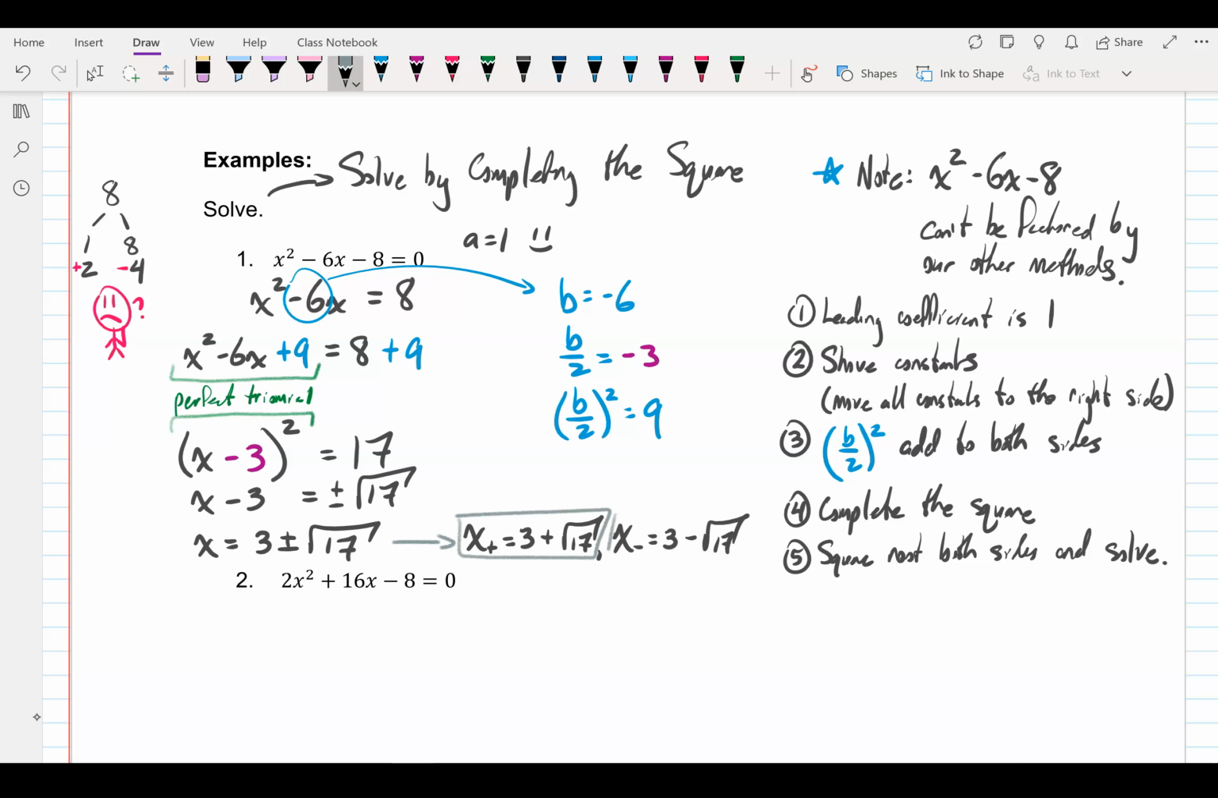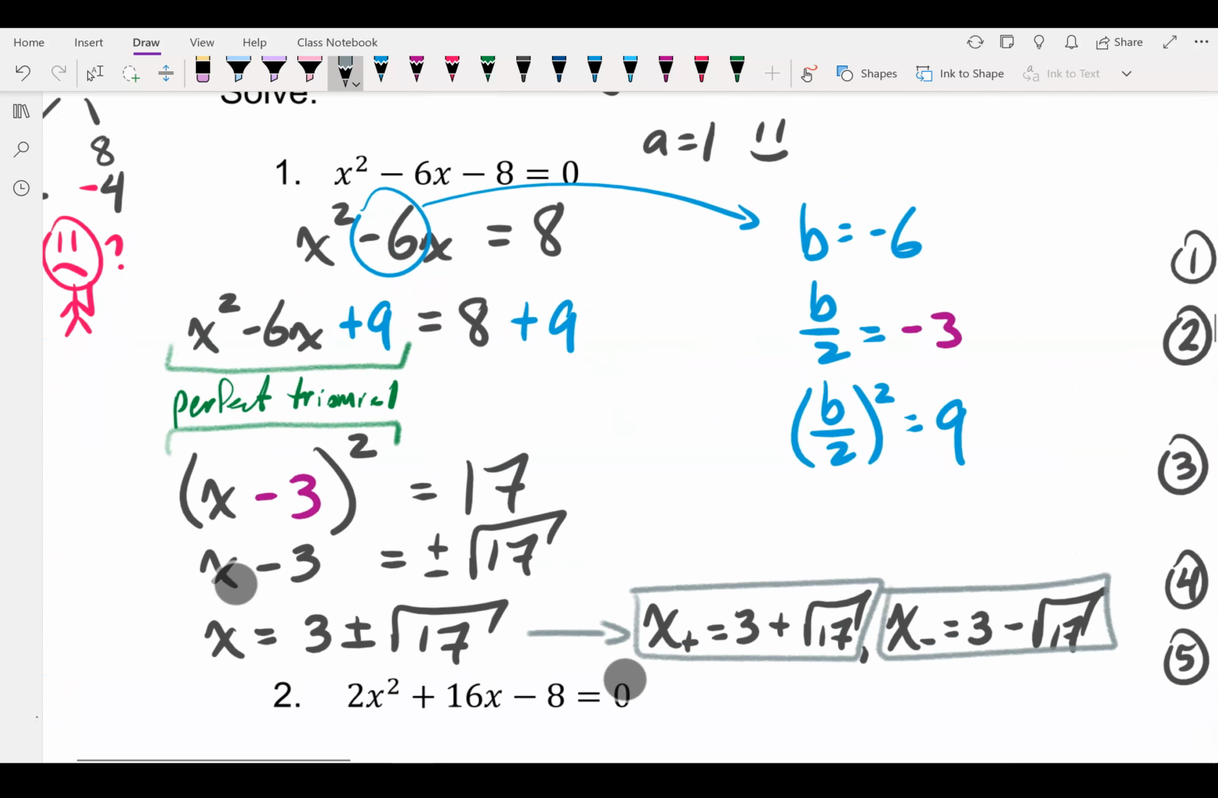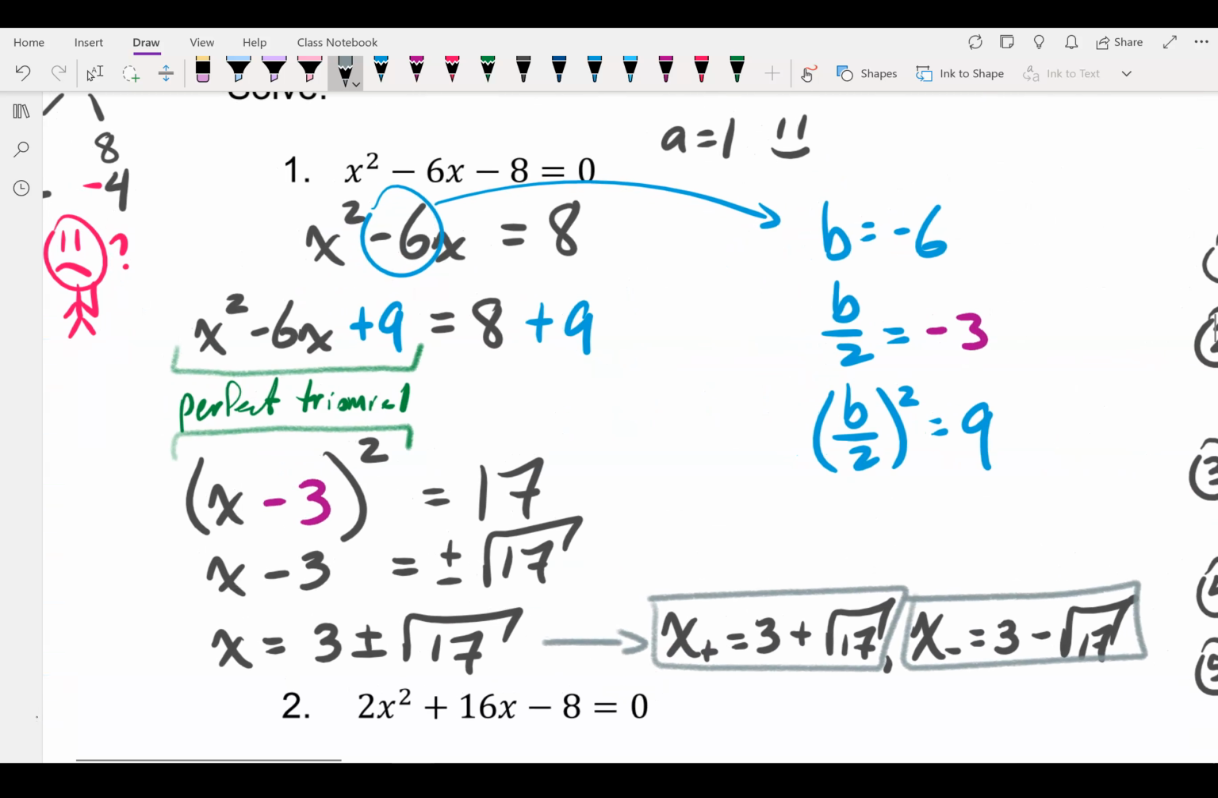Okay. So if you're having trouble seeing that, I'll zoom in so you can see everything now. Sorry for any of you using the small screen. I will go back through my steps. Shove the constants to one side. Add b over 2 all squared to both sides. Factor this, otherwise known as complete the square. Square root both sides. Square root left side, square root right side, and solve for x.